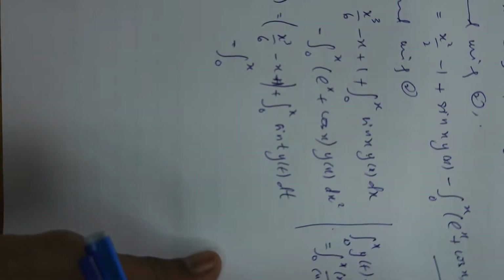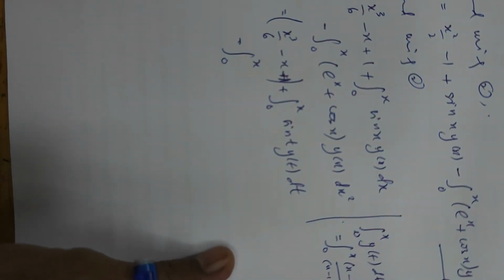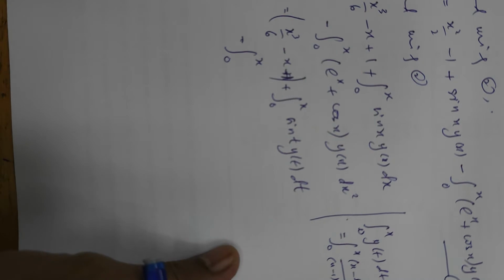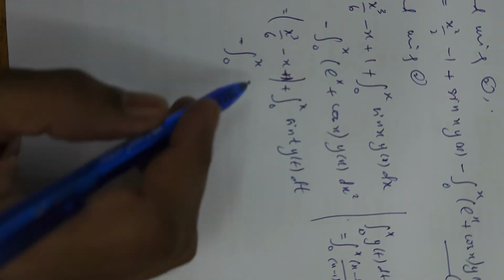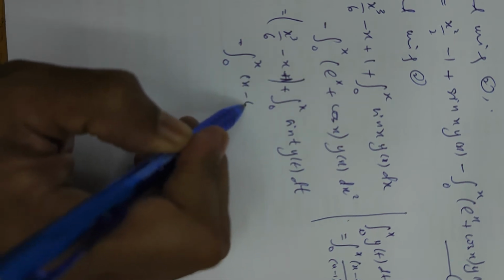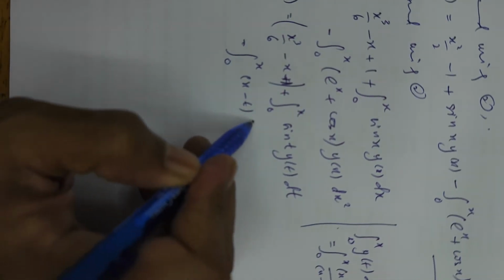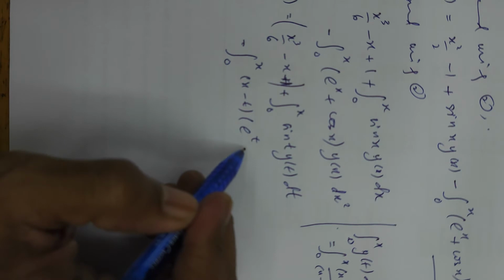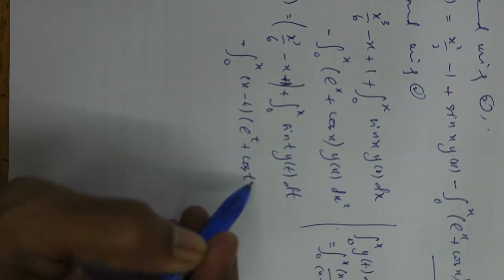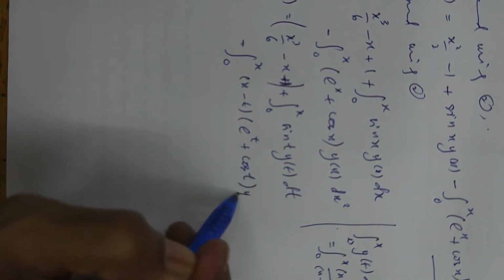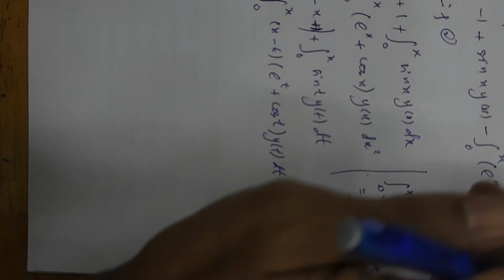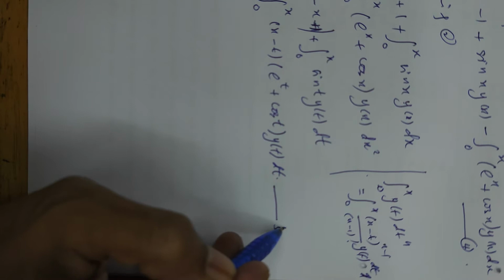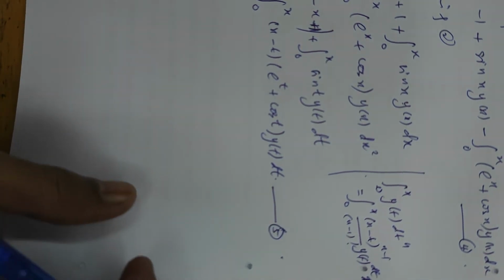So we end up with that, and then minus, we have x minus t times e^t plus cos t, y(t) dt. So let's call this equation number 5.